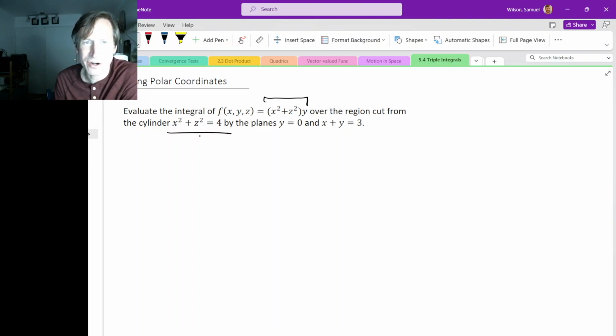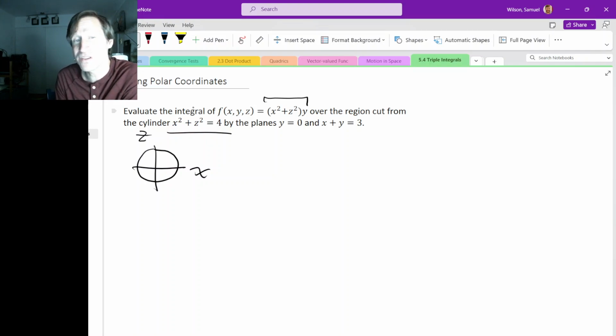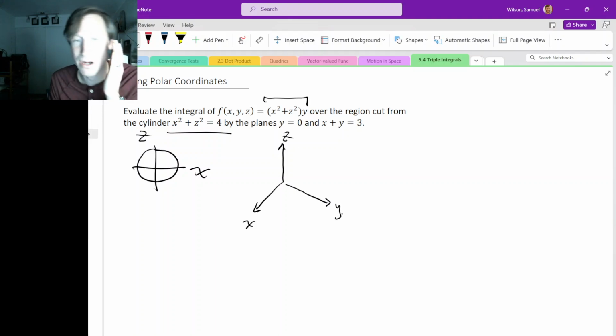So this cylinder, in the xz plane, it's just a circle. Since y doesn't appear in this equation, that means the full 3D surface generated by this equation is just this circle, but moved in the y direction. So let's put the x-axis going this way, the z-axis going this way, and the y-axis going this way. So the positive x and y axes are coming out towards you. They are not going into the screen, they're coming out towards you.